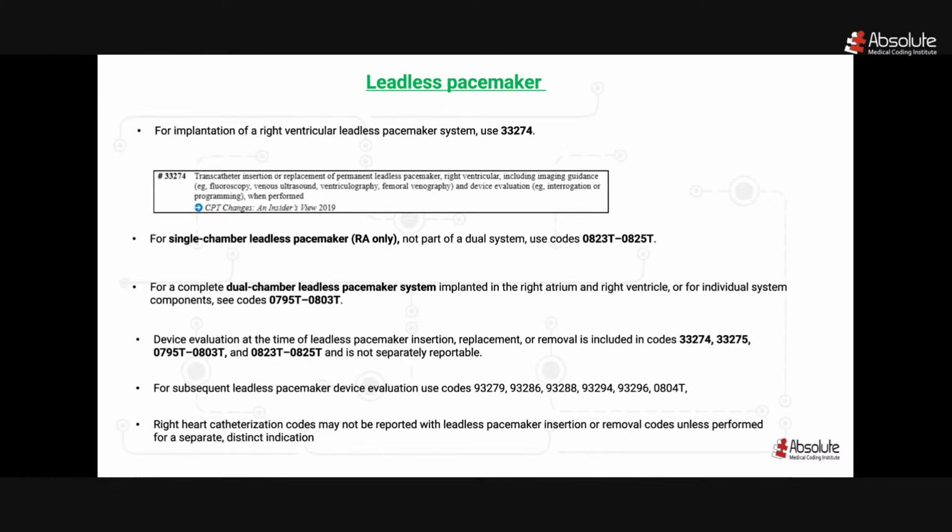And for the complete dual chamber leadless pacemaker system implanted in the right atrium and the right ventricle, or for the individual system components, see the codes 0795T to 0803T.